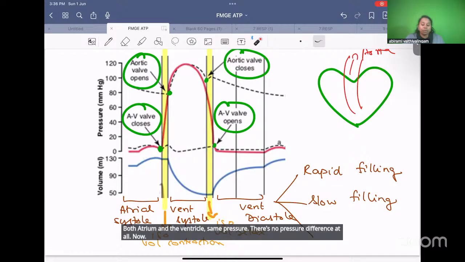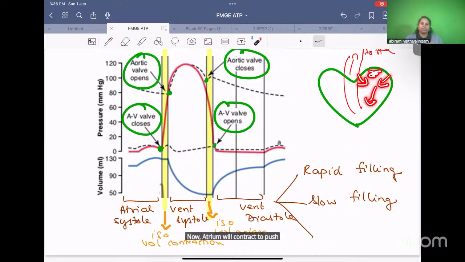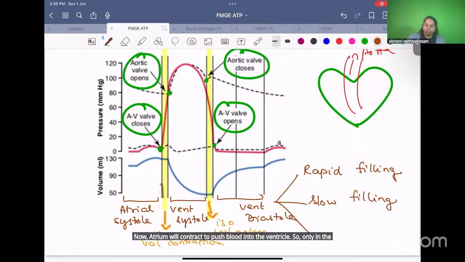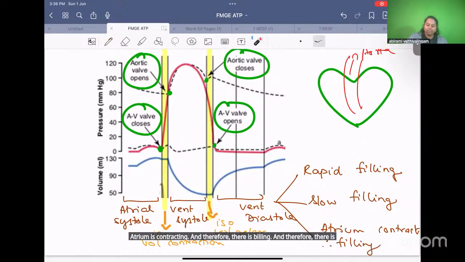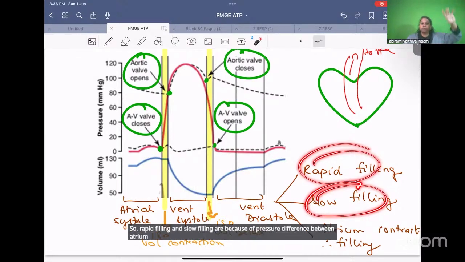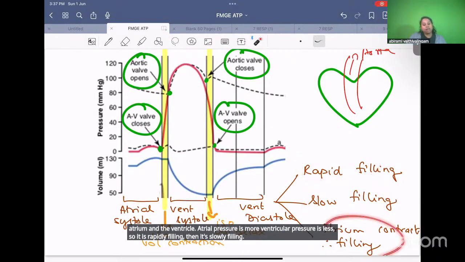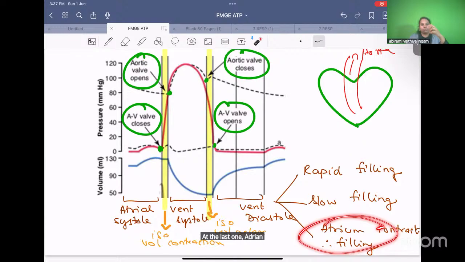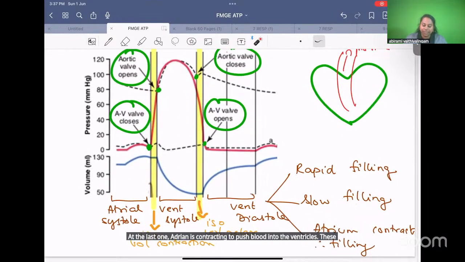Now there is some more blood present in the atrium. How will you push this blood? There's no pressure difference. Now the atrium will contract to push blood into the ventricle. So only in the last part of the filling, the atrium is contracting and therefore there is filling. So rapid filling and slow filling are because of the pressure difference between atrium and ventricle. Atrial pressure is more, ventricular pressure is less, so it is rapidly filling, then slowly filling. At the last part, the atrium is contracting to push blood into the ventricles. These are the filling phases.